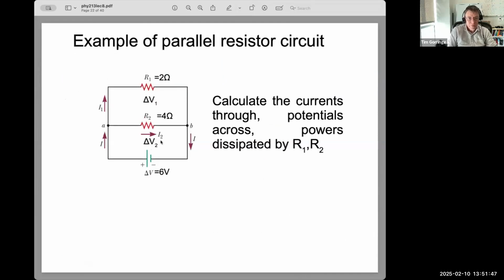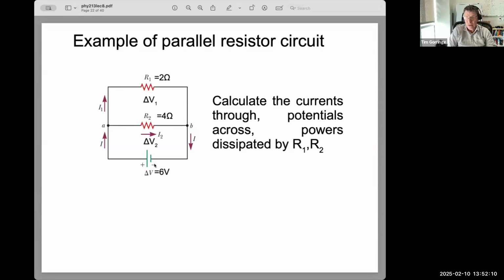A quick example for our equivalent resistors, for our parallel arrangement. In this circuit here, I've given the resistor R1 2 ohms. We met that before. Resistor R2 4 ohms. We met that before. And again, I'm applying 6 volts across them. But this time, they're connected in parallel across the 6 volts rather than connected in series across the 6 volts.